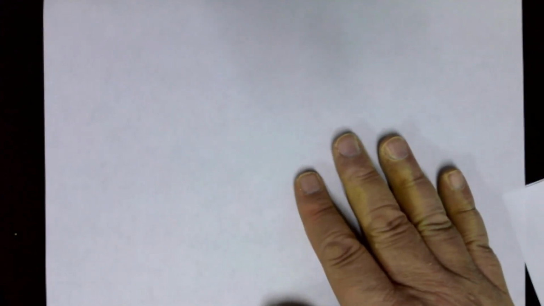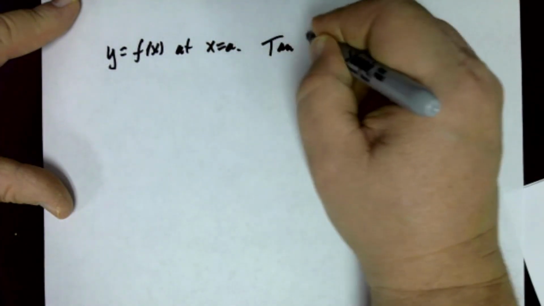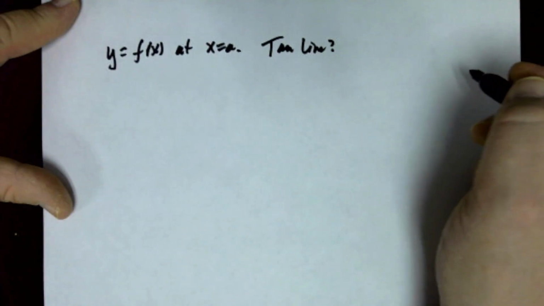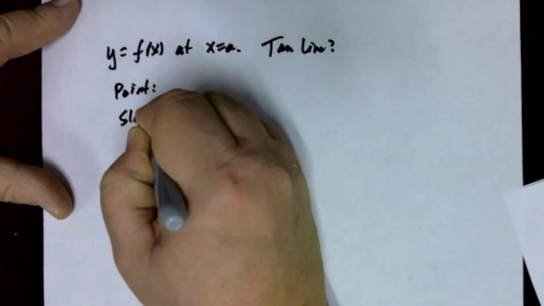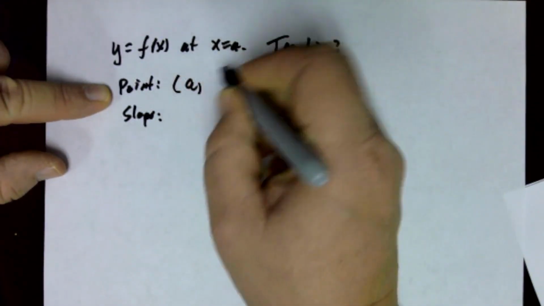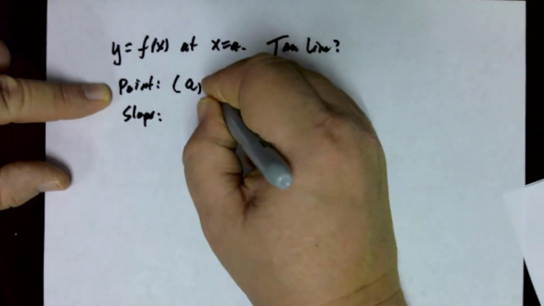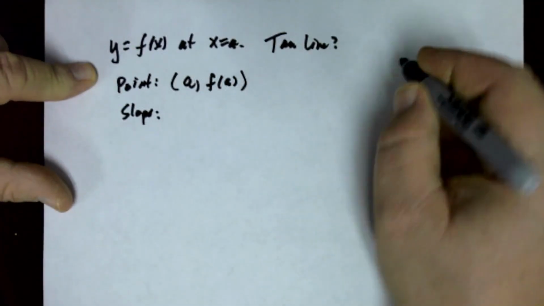Because what I wanted to get to was the more general case. People were having questions about just how do you get the equation of the tangent line. So suppose I have a function y equals f of x at x equals a, and we want the tangent line. Okay, so we need a point and a slope, right? So the point that the line goes through, you plug in x equals a, and then the a goes into the f, so that's f of a. Okay, and so this is the point that the line should go through.